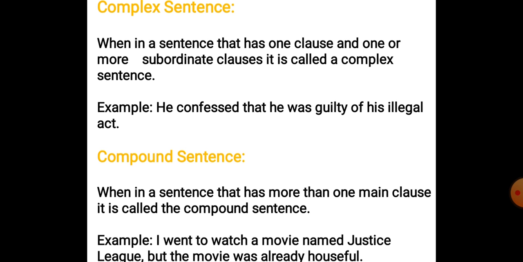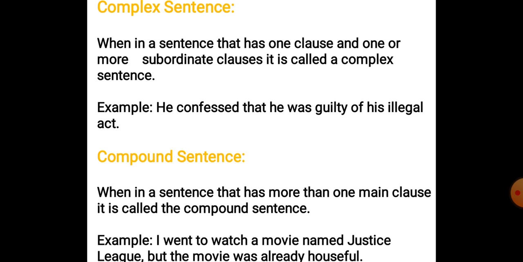Now next, moving to the last one, that is your compound sentence. A sentence that has more than one clause is called a compound sentence. It has two main clauses that are joined together by a coordinating conjunction like and, but, so. When we join two sentences by using these conjunctions, the sentence is termed a compound sentence. Compound sentences have two main clauses. Okay, let's see the example.